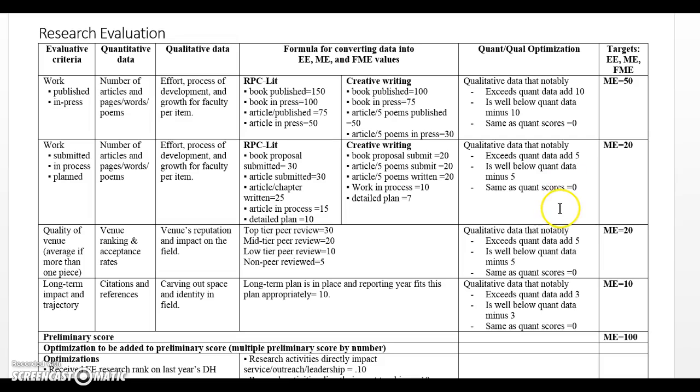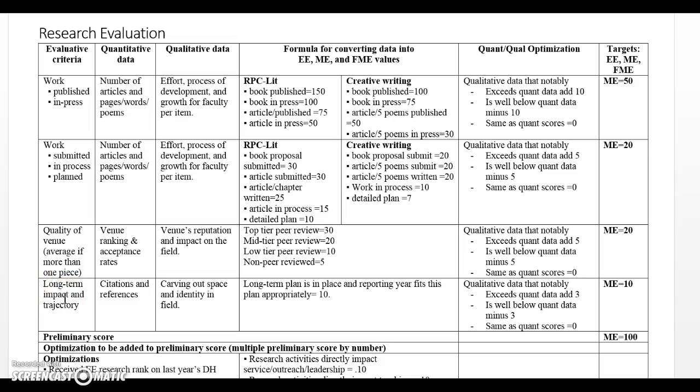So let me take you through the parts of this table, and then I'll take you through mostly word by word. You'll see here in this column we have evaluative criteria. I don't quite like the title of that header, but what I mean is we will evaluate your work published or in press, your work that's submitted, in process, and planned. On your creative activities and research, we'll evaluate the quality of the venue and then a long-term impact and trajectory.